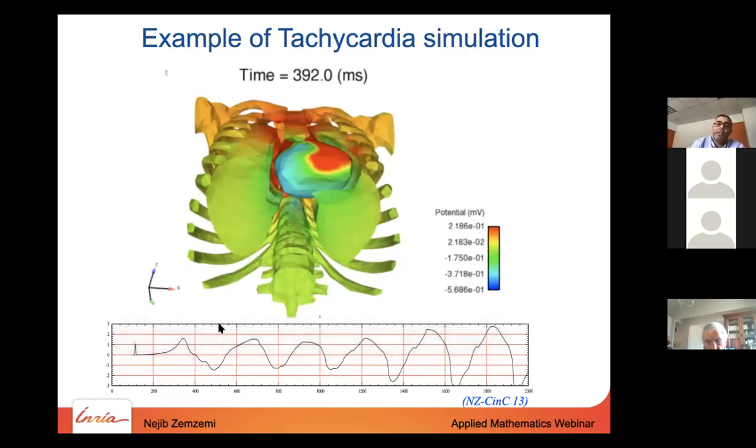In general, you have depolarization, repolarization, and then the heart goes to rest. In the tachycardia problem, the electrical wave continues traveling around the heart, and that makes the heart beat with a much bigger frequency. And this is one of the pathologies that is very frequent. It is less dangerous than cardiac fibrillation, which is an anarchic electrical wave on the heart.